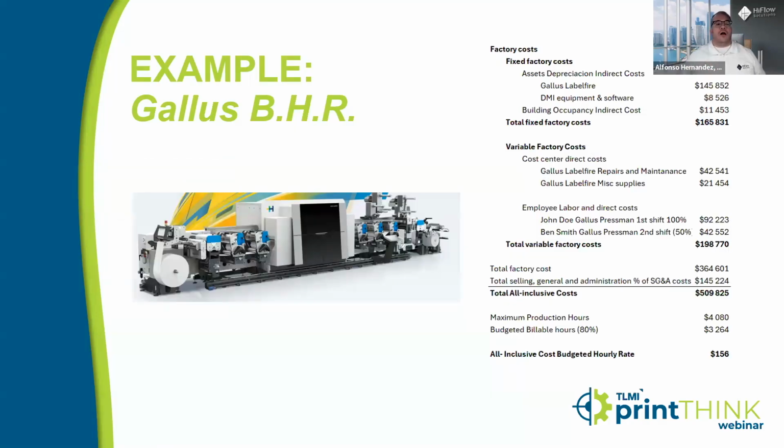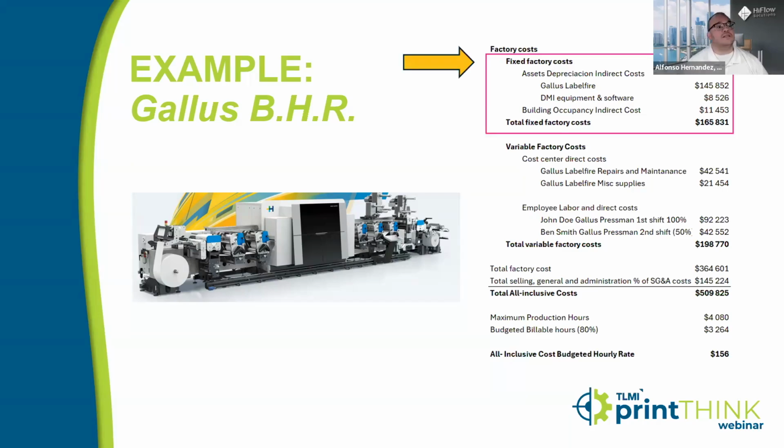So here, we just picked Gallus as an example. It could have been a Mark Andy, Nilpeter, or a digital device. We're going to come up with your BHR on this device that we have implemented in our fictitious label plant. You can see that we have all of the costs listed out here, and we're going to go through each of the components.